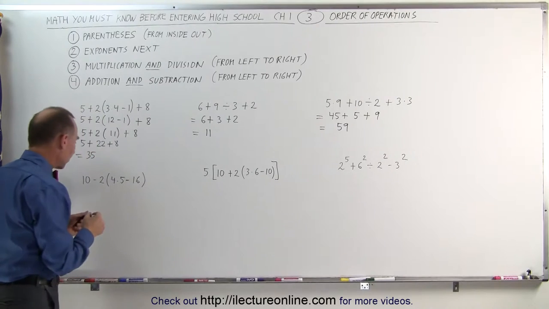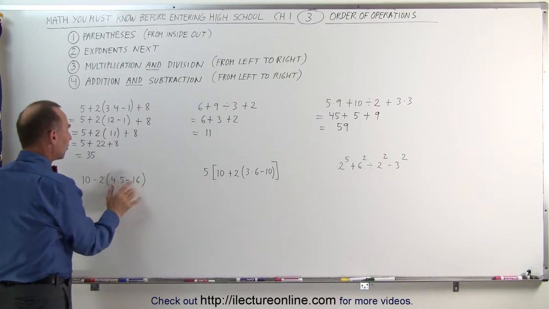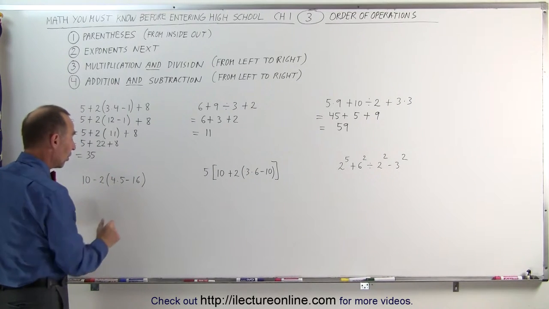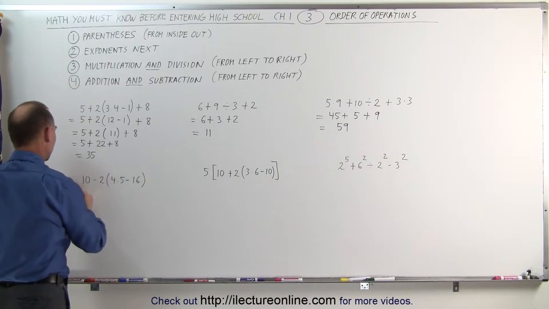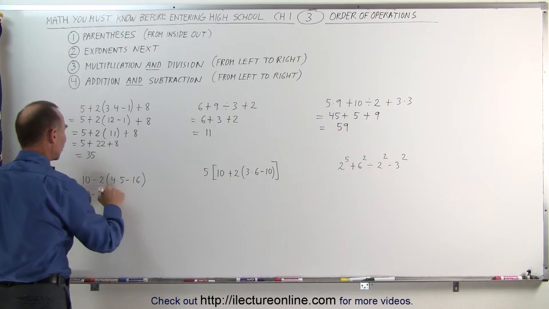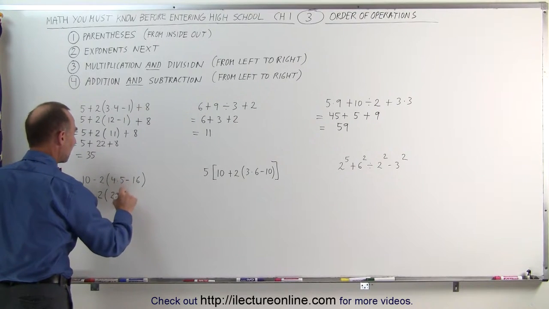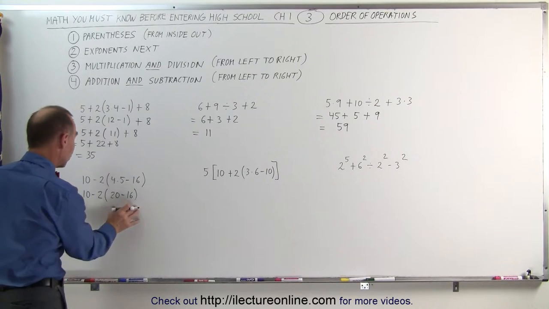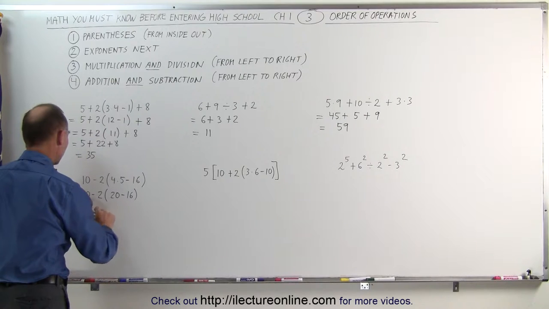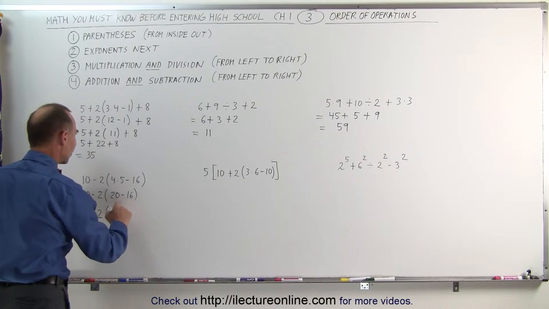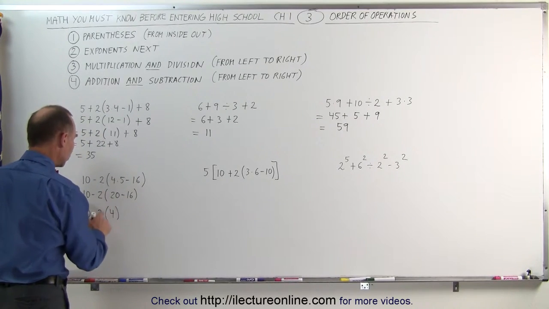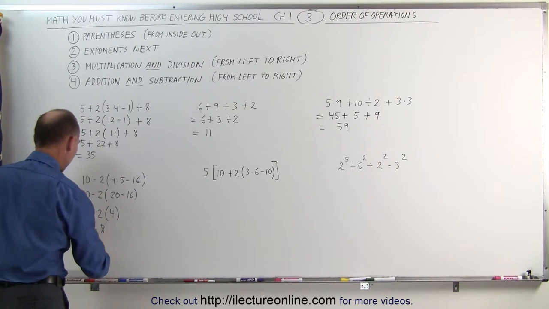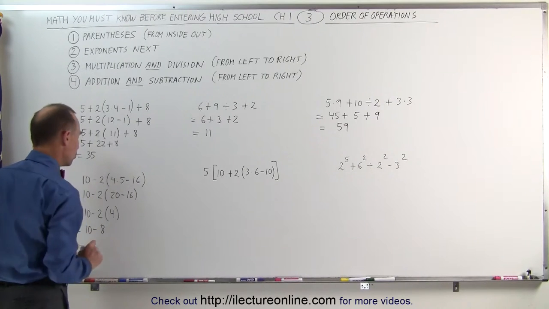Our next example here has some parentheses. Inside the parentheses, we have a multiplication and a subtraction. We work out what's inside the parentheses first. We start with the multiplication. This is equal to 10 minus 2 times (4 times 5, which is 20, minus 16). We still have to concentrate on what's inside the parentheses first. This becomes 10 minus 2 times (20 minus 16, which is 4). And now finally we can do this multiplication. This becomes 10 minus 2 times 4, which is 8. And the result then becomes 2.